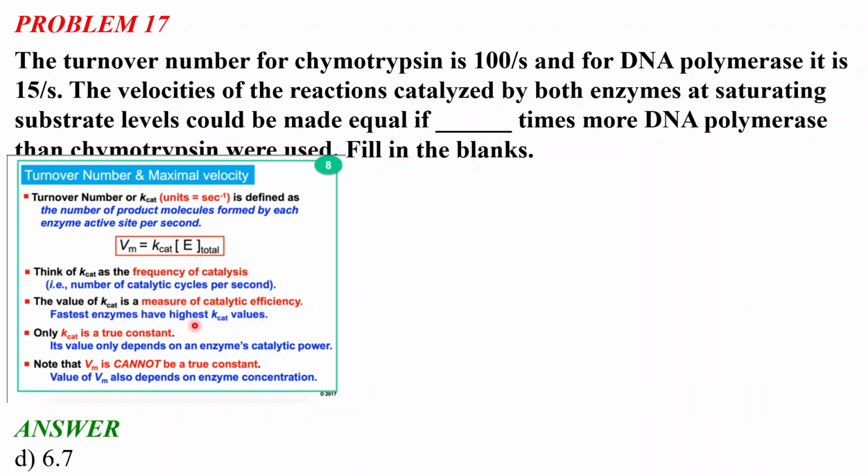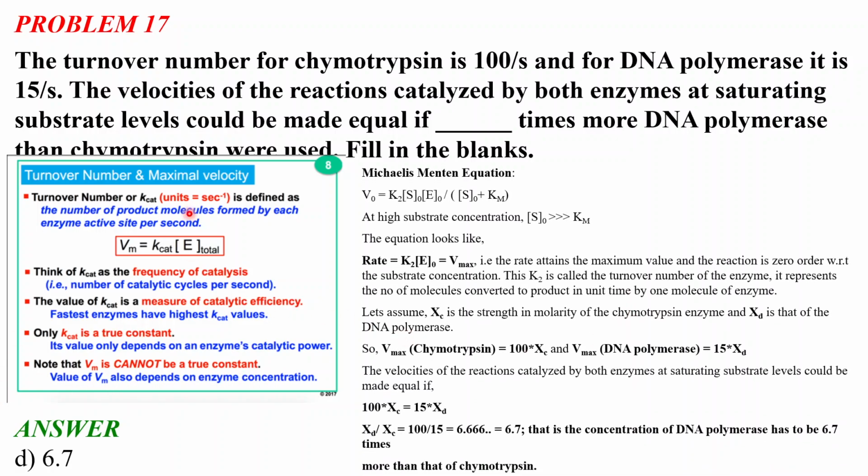The fastest enzymes have the highest kcat value, so only kcat is a true constant. Its value only depends on the enzyme's catalytic power. Note that Vm cannot be a true constant because the value of Vm depends on the enzyme concentration. Now the Michaelis-Menten equation is V0 equals K2 times E0 times S0 divided by S0 plus Km. At a high substrate concentration, S0 is much greater than Km. So the equation looks like this: rate equals K2 times E0 equals Vmax.